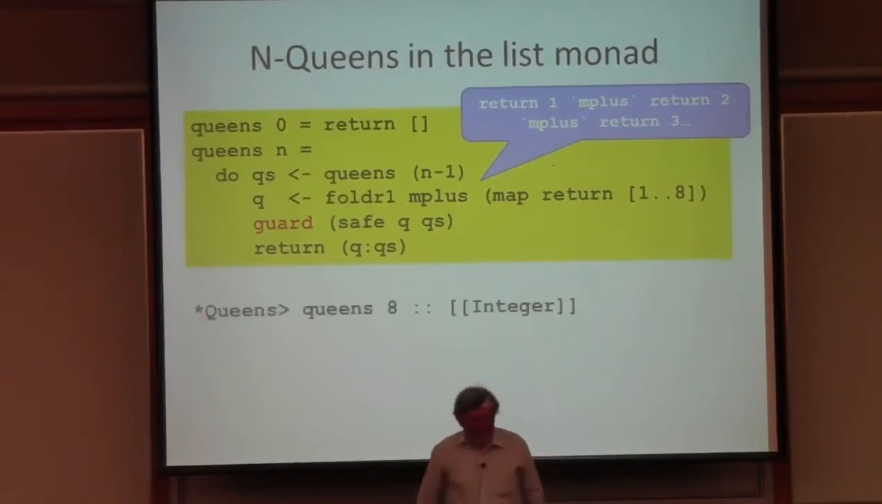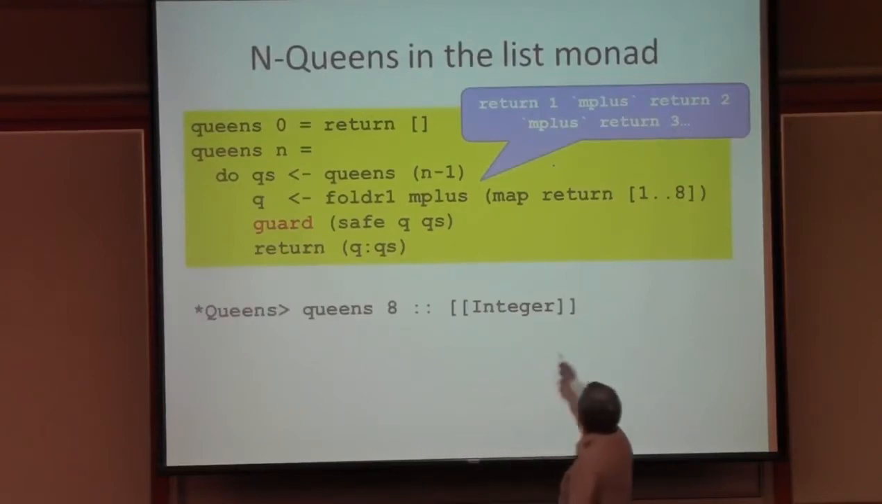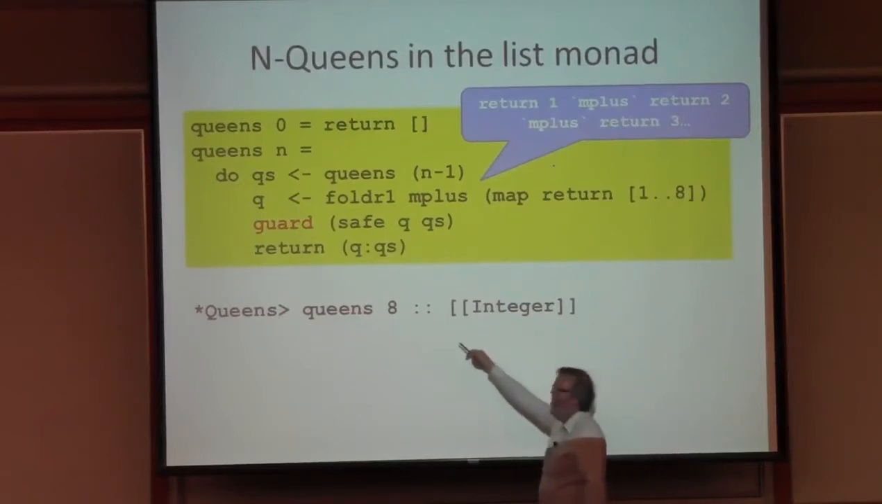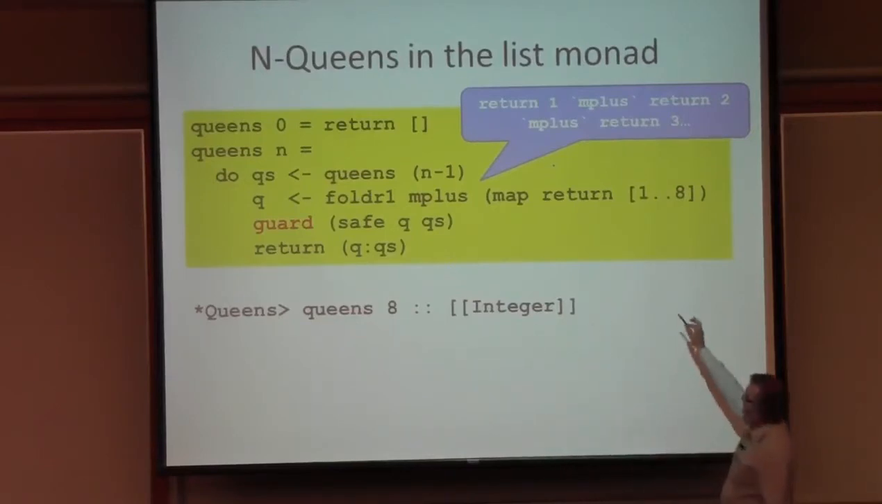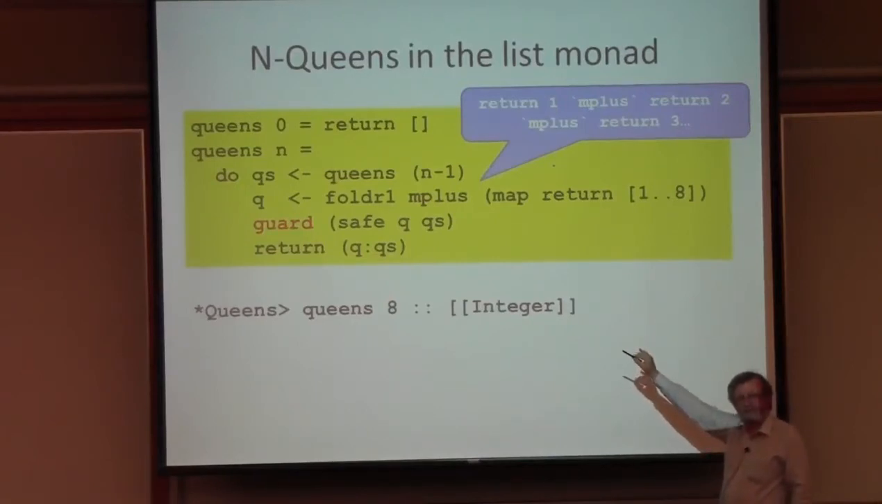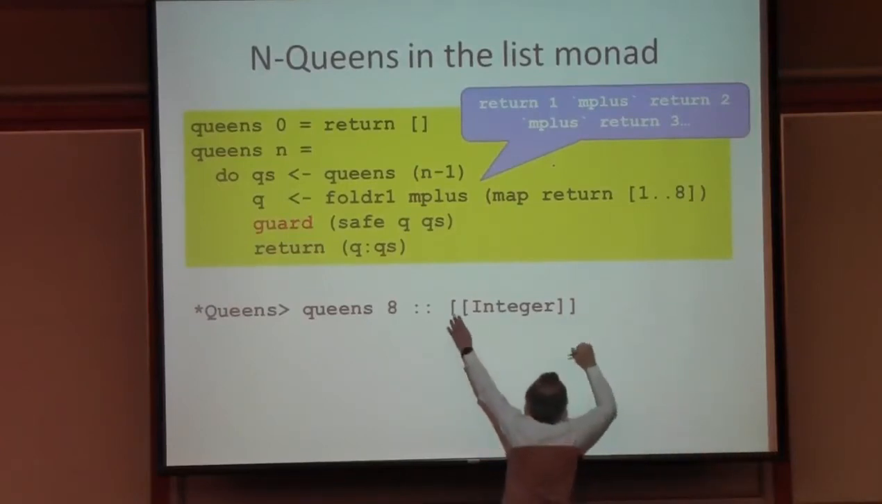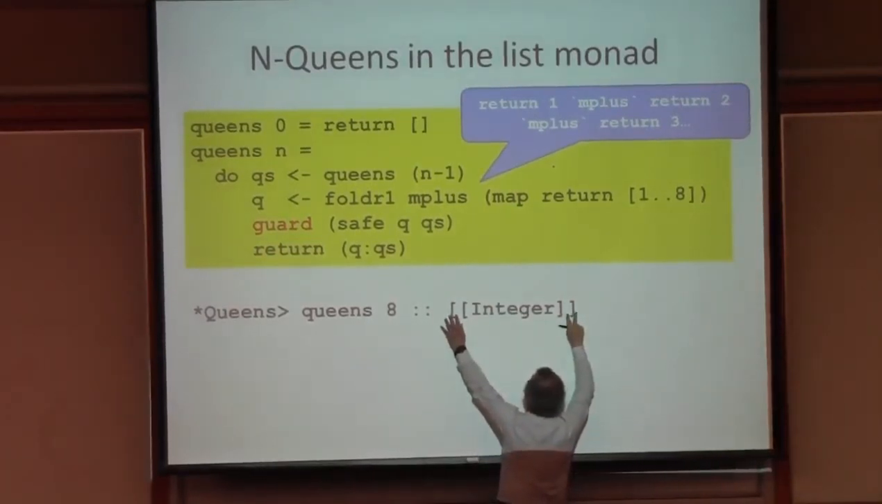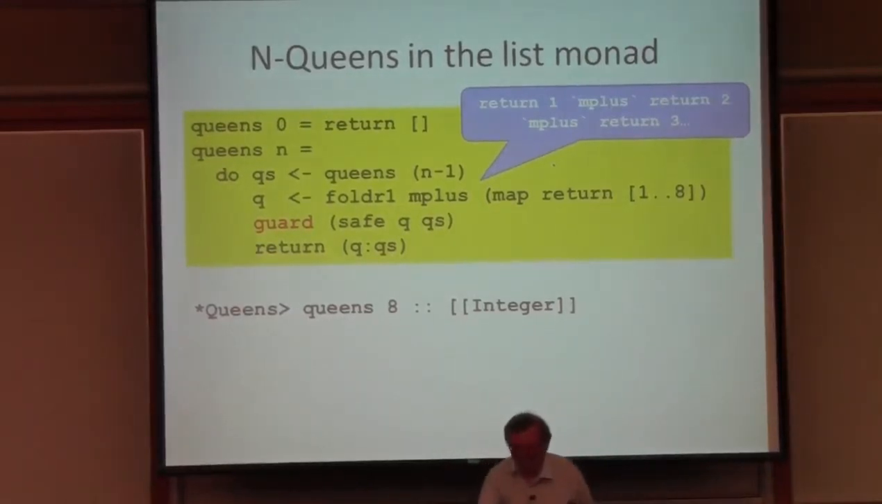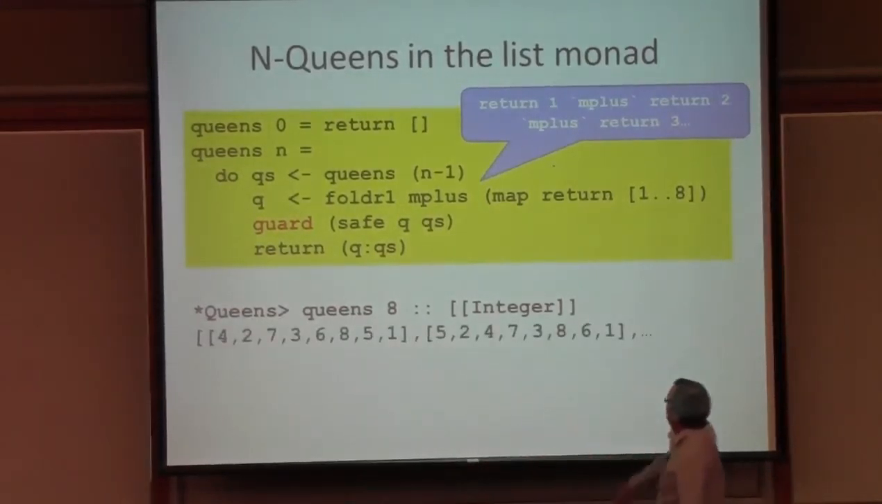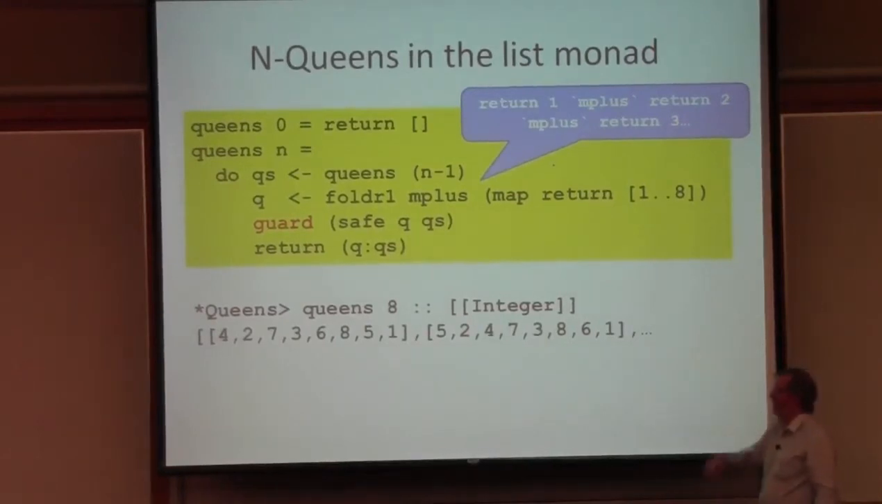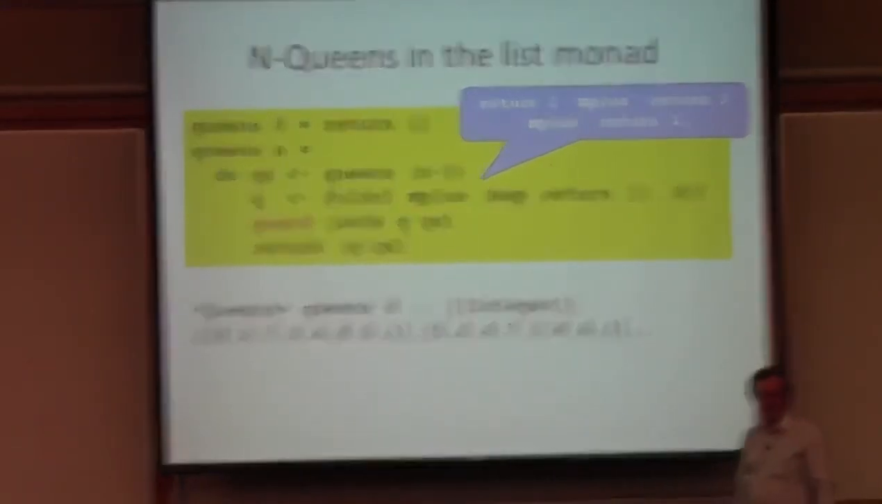Okay, so does it work? Well, I can call queens 8 to solve the 8 queens problem. And here I've just specified which type I'm calling it at. Because if you look at that code, it's all written in terms of monad plus operators. So in other words, the type checker can't tell that I really mean a list. So I have to tell it. So let's say I want to use the list monad returning a list of integers. And if I do that, then out come a list of 90, whatever it is, solutions to the 8 queens problem.